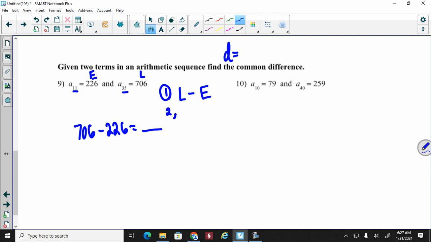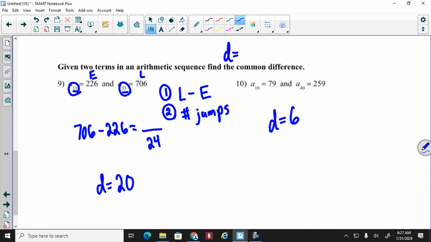And then remember, step 2 is divide by the jumps. But in this case, we don't have blanks to count. We're just like, okay, well, that's the 11th and that's 35. So the difference between those two is 24. So I'm going to divide by 24. So for question number 9, my common difference is 20. I'm adding 20 every single time. For question number 10, the common difference is 6.